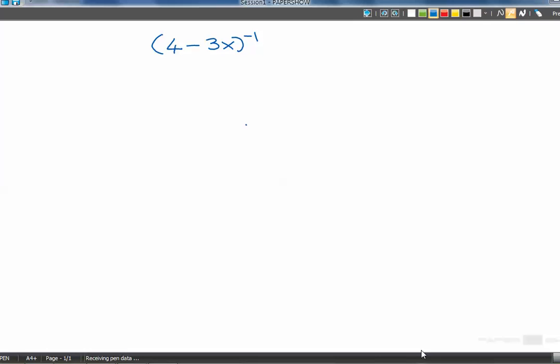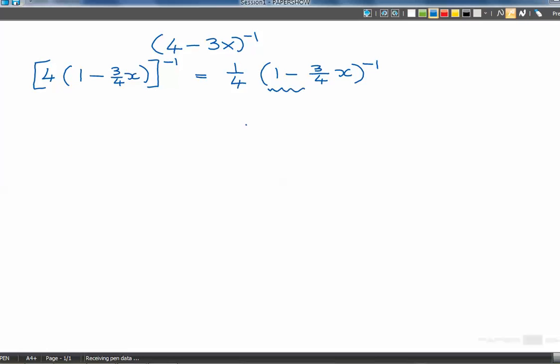So the first thing we need to do is take out the 4, and we want to end up with a 1, the first term in the bracket. So that's 1 minus 3 over 4 x, and that's everything to the power minus 1. 4 to the minus 1 is a quarter. And then we've got 1 minus 3 over 4 x to the power minus 1. Now this term here is just the same as what we've been doing before, so let's do that expansion.